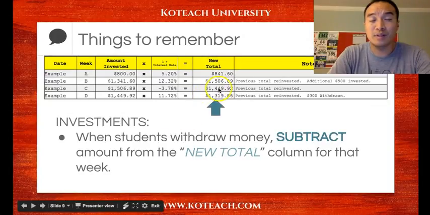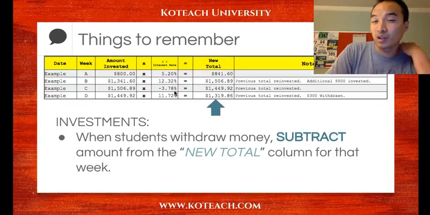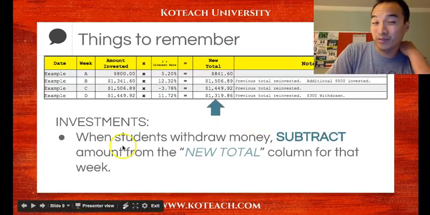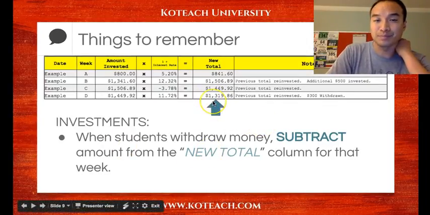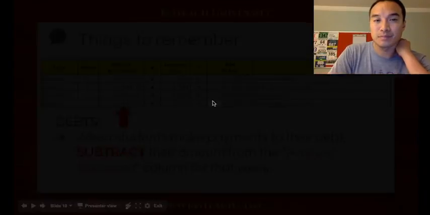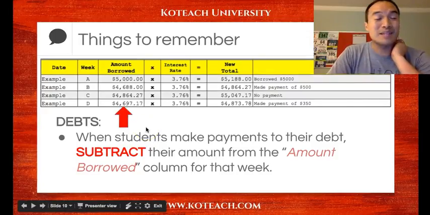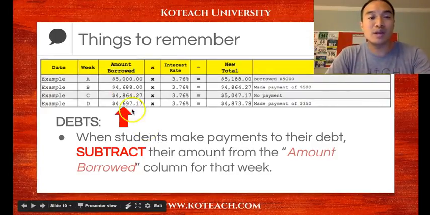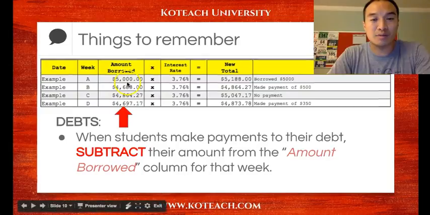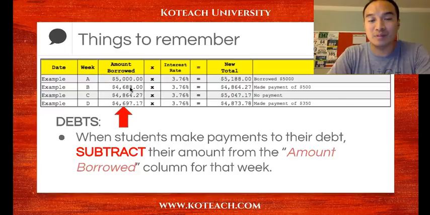If they have an investment and they want to withdraw money, you're going to subtract money from the new total column. Debts. When a student makes payments to their debt, you actually want to subtract their amount from the amount borrowed. So for example, they made a payment of 500. You would take that number and you would subtract 500.